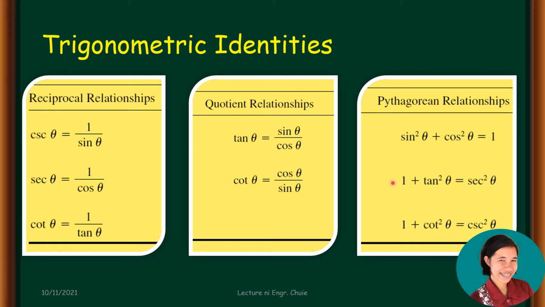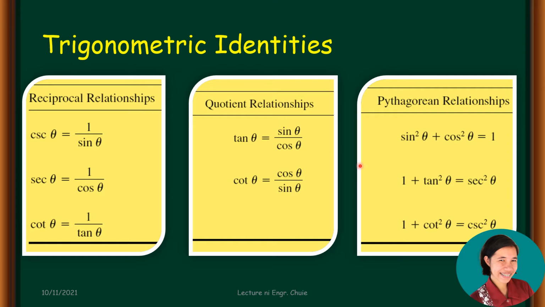Now we are going to the next. We have 1 plus tangent squared theta is equivalent to secant squared theta. Similar with this one, 1 plus cotangent squared theta is equivalent to cosecant squared theta. So this is the 8th. The sine squared theta plus cosine squared theta equals 1 is the easy one.